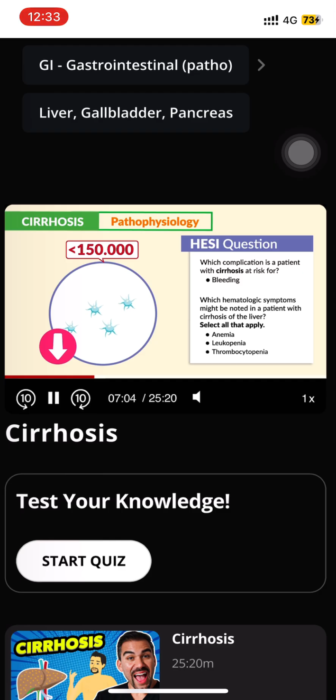Now, before we get ahead of ourselves here, just focus on the thrombocytopenia here. We'll talk about anemia and leukopenia when we start talking about portal hypertension.